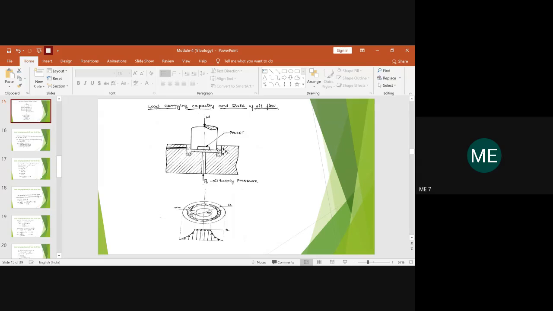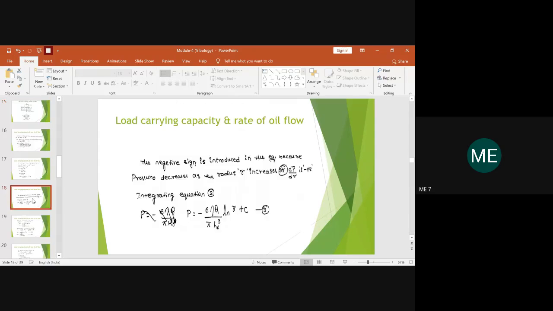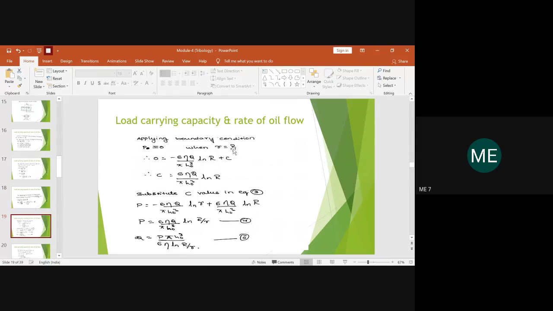So this is the elemental ring. The upper layer of the elemental ring has a radius of capital R. The lower layer of the elemental ring has a radius of small r. So if there is no clearance at all, meaning you don't have an oil film at all, then small r will be equal to capital R. The same condition is now being applied.